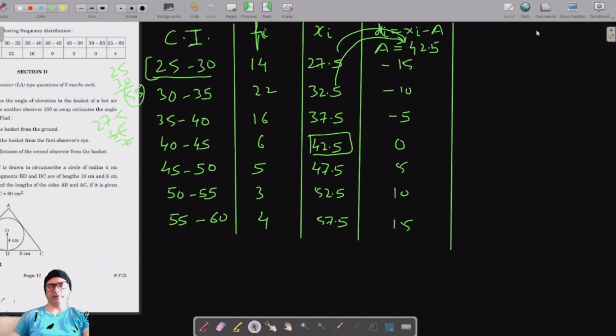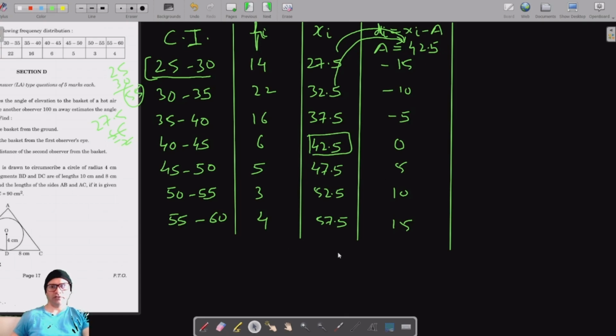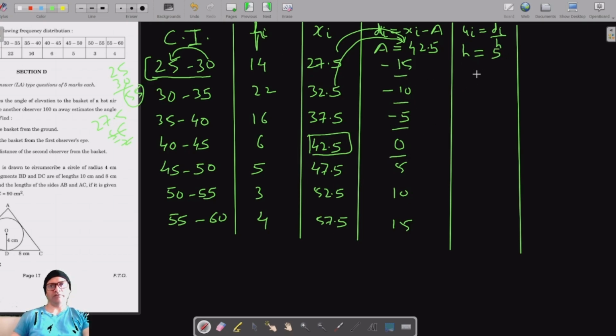Okay, now let's find out the next column, that is ui, which is di divided by h, and h is the class size, which is upper limit minus lower limit, which is 5. So divide each of these di with 5. So this is negative 3, negative 2, negative 1, 0, 1, 2, and 3.